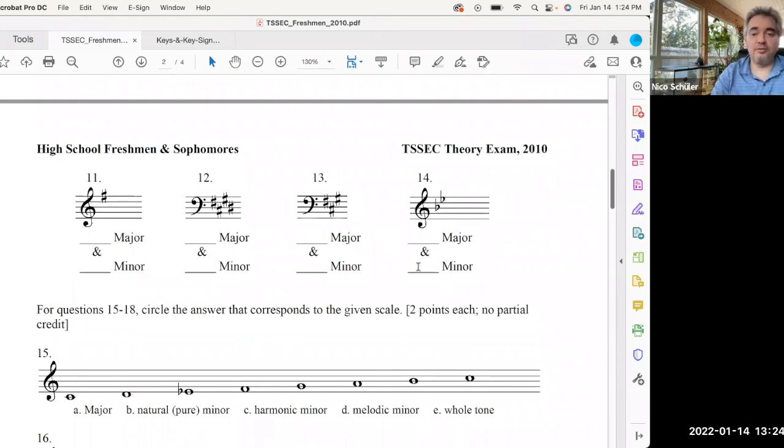So do a lot of exercises, practice with apps. There are free apps, or find some worksheets and show them to your music teacher.